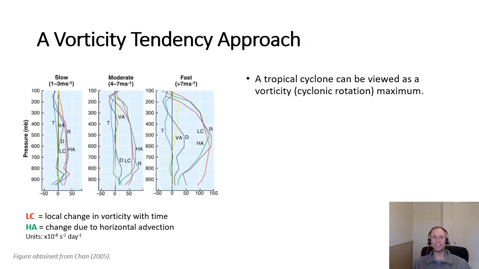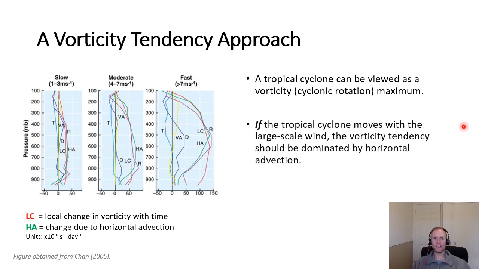So let's take a vorticity tendency approach. First, let's define those words and what we mean by this. A tropical cyclone can be viewed as a vorticity maximum, a cyclonic rotation maximum. It's possible to have anticyclonic vorticity or vorticity minimum in those cases. However, we're going to look at a tropical cyclone as a cyclonic rotation or vorticity maximum here.